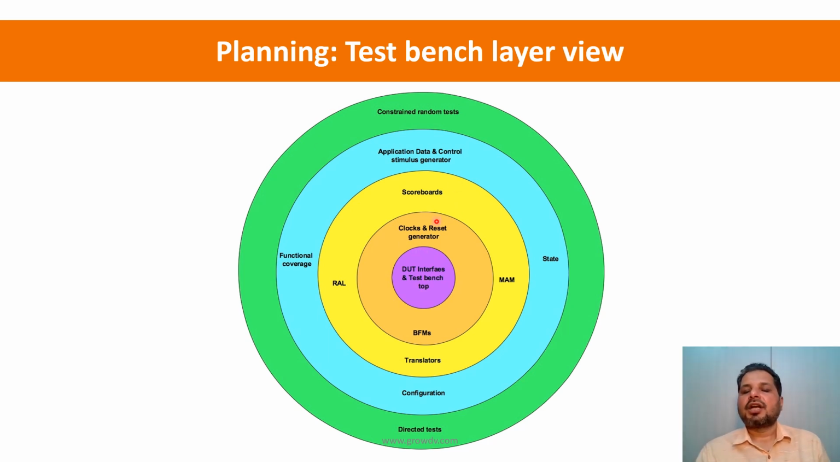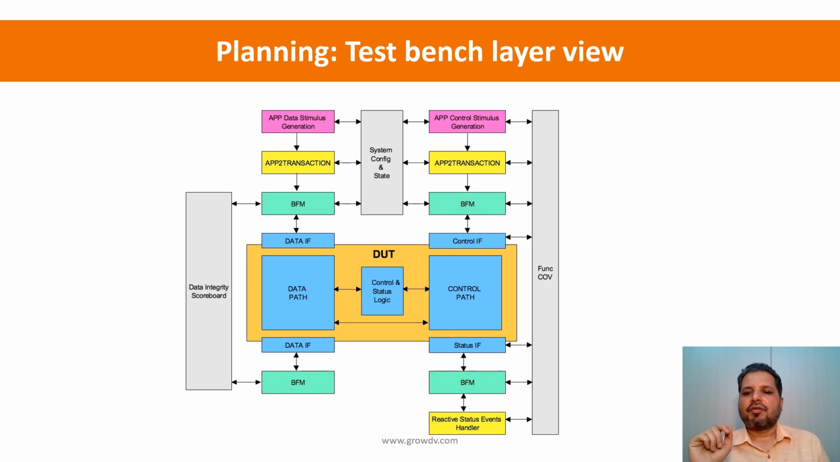And we need to generate different types of stimuli, and in order to do that, the configuration and state come into play. We will look a little bit more closely into how these come into play in the structural view. And the last layer is a set of tests, right? So the tests use all these inner layers to achieve the intended scenarios that we had defined in the test plan.